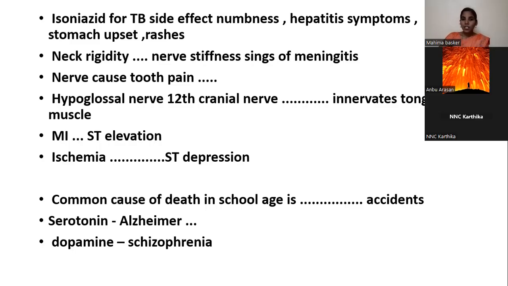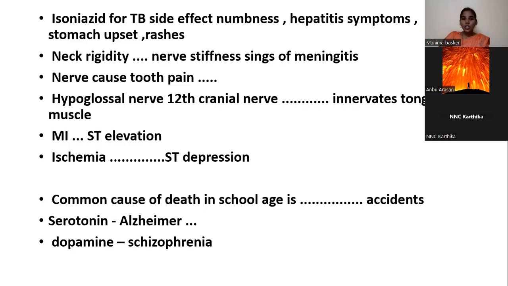Okay. MI patient, what are the ECG changes? ST elevation. Ischemia patient, ST depression. Angina pectoris patient, ST depression. Only MI patient, ST elevation. Okay. What is the common cause of death in school age? It is because of accident.